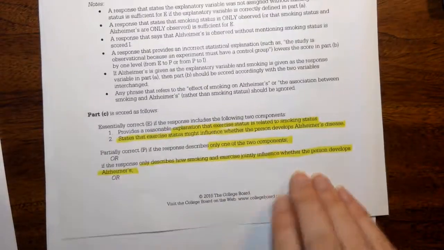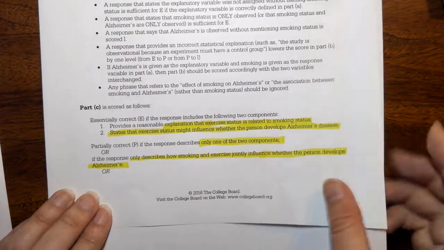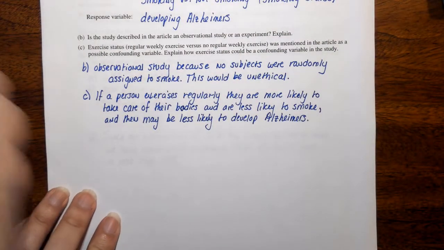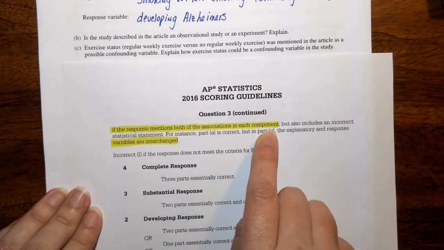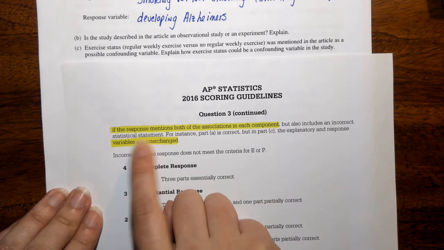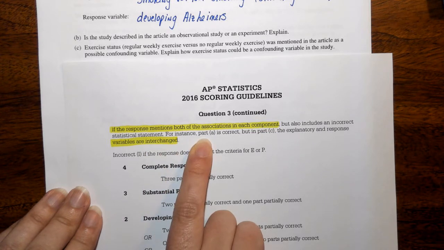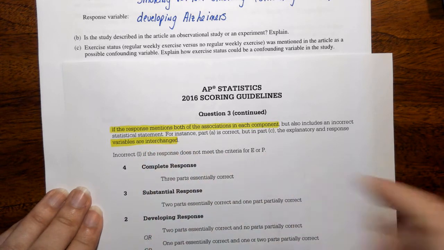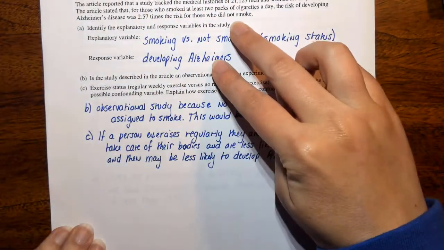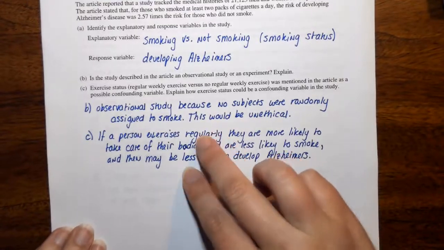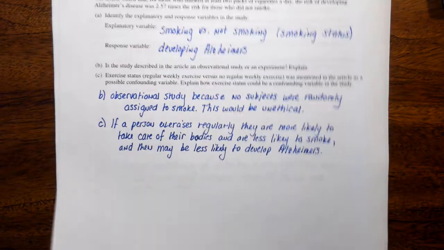Or if you only describe how smoking and exercise both influence whether or not a person develops Alzheimer's, that's a P. If you mention both of the associations but include an incorrect statistical statement, like for example they were interchanged, then you get a P. So they're kind of going off your previous one. If you interchange these, and you can then interchange these and still get a P, which is nice. Okay, question 4.